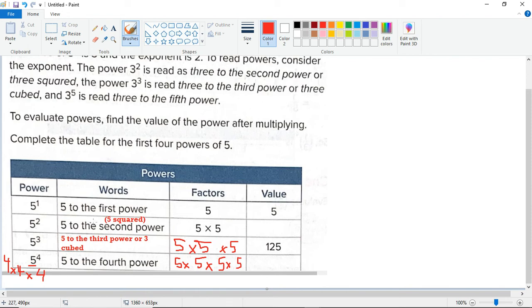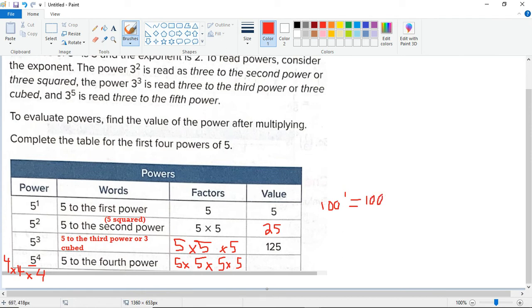So what is 5 to the second power? Well, 5 to the second power is 25 because that means 5 times 5. And also don't forget that anything to the first power equals itself. So if we have 100 to the first power, it equals 100. So it always equals itself.